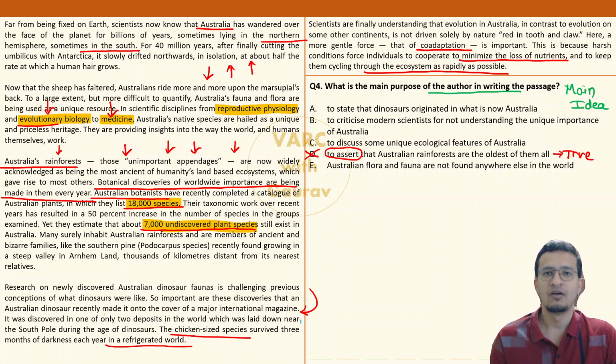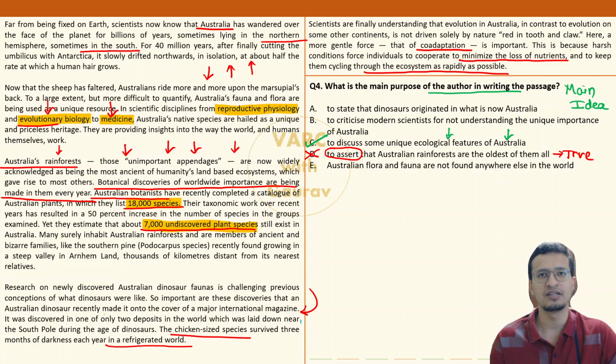Okay. What should be the answer in this case? It should be answer option C. To discuss some unique ecological features of Australia. That's it. Pretty straightforward. The author is putting information objectively before us.